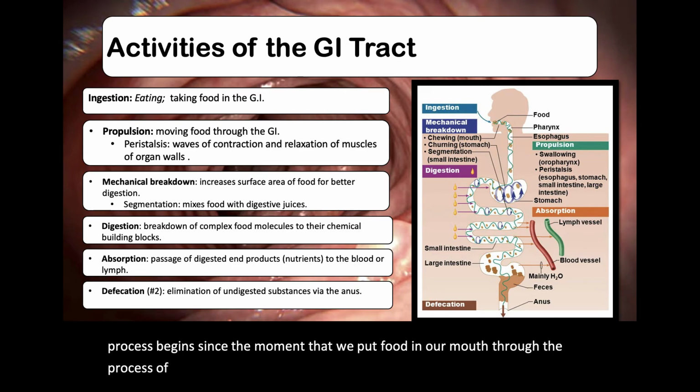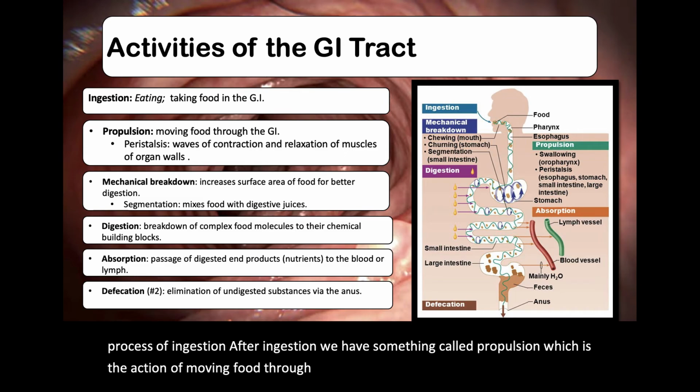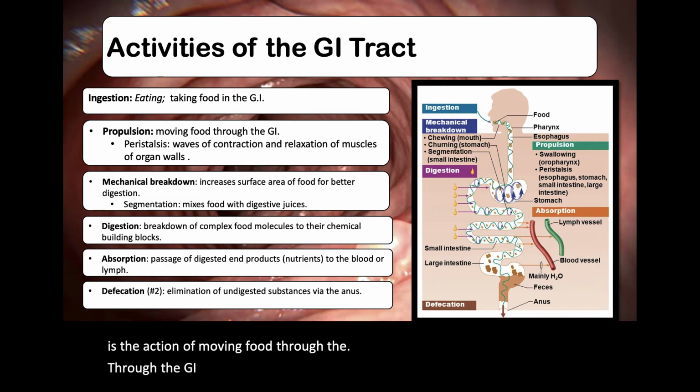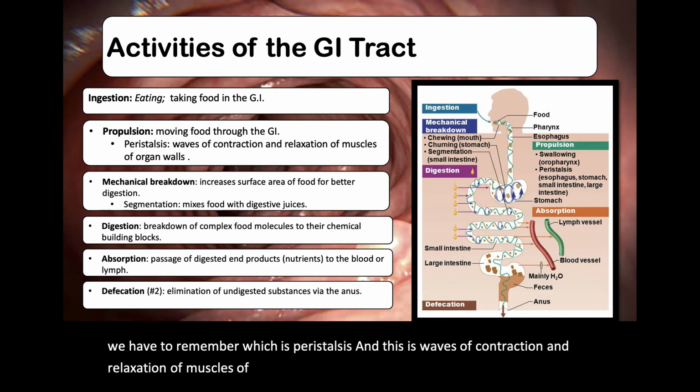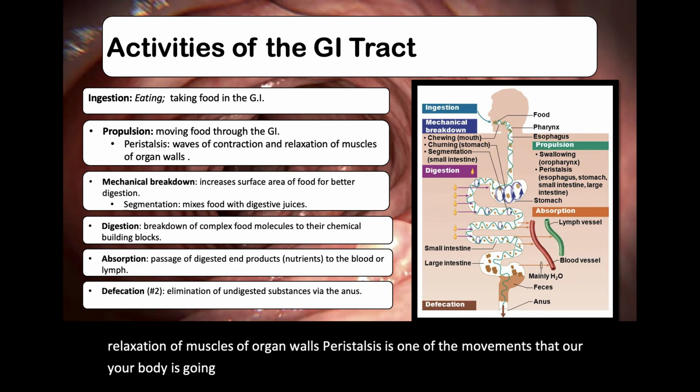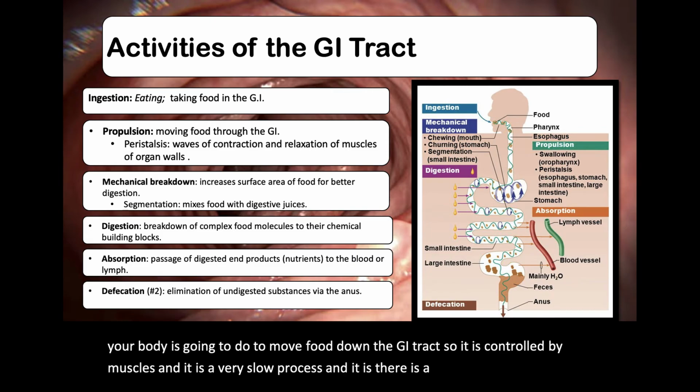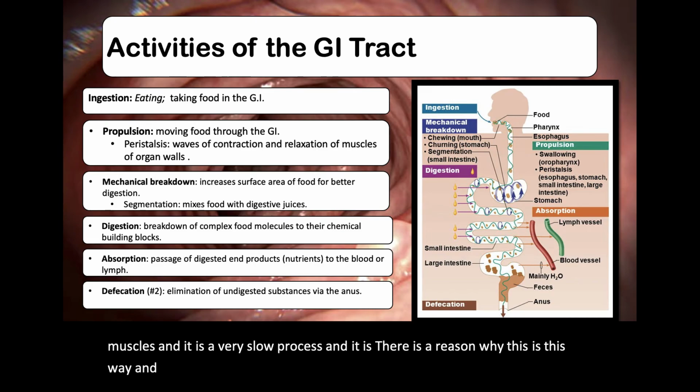After ingestion, we have something called propulsion, which is the action of moving food through the GI. And after that propulsion, we have a very important term that we have to remember, which is peristalsis. And this is waves of contraction and relaxation of muscles of organ walls. Peristalsis is one of the movements that your body is going to do to move food down the GI tract. So it is controlled by muscles, and it is a very slow process, and there is a reason why it is this way, and we will discuss it as we move along with the presentation.